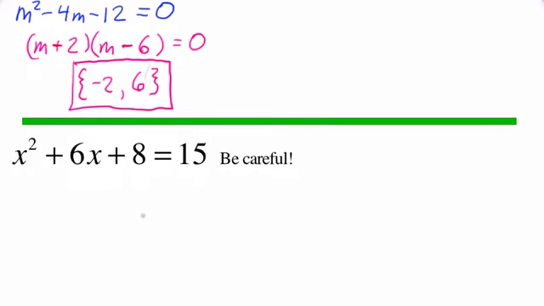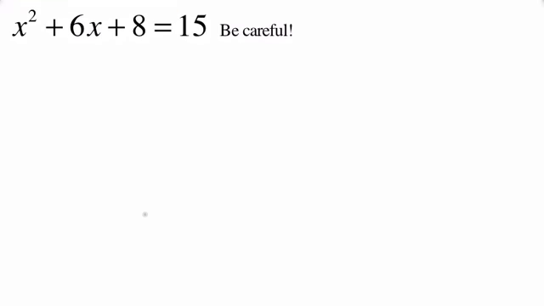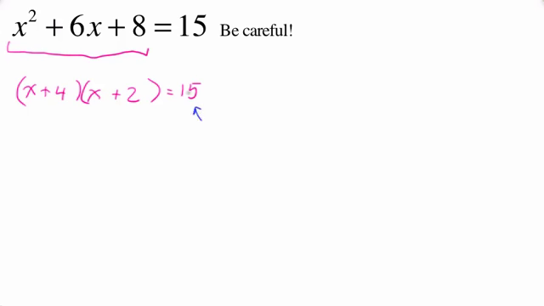Now, for this last example, I'm just going to say be careful, because what people see on the left side of this equation is a nice trinomial that's just begging to be factored. So let's factor that. We're going to have an x, and what times what is a positive 8 that adds up to a 6? That would be a positive 4 and a positive 2. And I hope you see that there is a huge problem with this. This is not using the zero product rule. I cannot use the zero product rule. It's not set equal to 0.